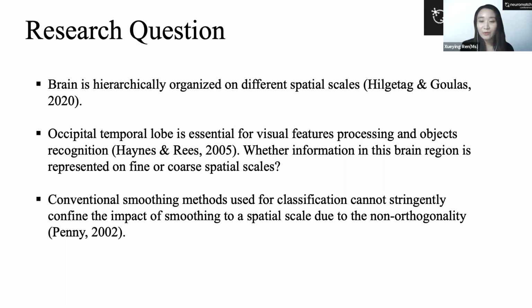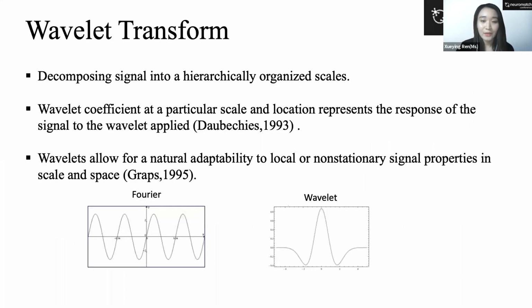So how do we overcome those problems if we want to study the information represented on different spatial scales, which are more stringently defined? The method we used in our study as a solution to this problem is called the Wavelet transform.